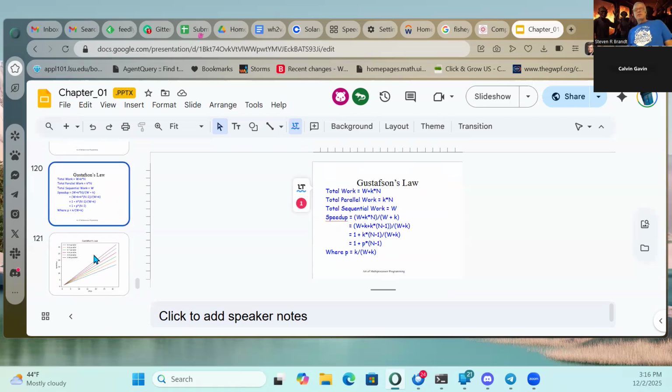So in Gustafson's law, we're going to do something different. Our total work, instead of being a constant like it was with Amdahl's, is going to be proportional to the number of processes that we use. So I'm going to have a serial portion of work, which at this time is W. And then I'm going to add onto it parallel work, which is K times N. And so the parallel work is K times N, and the serial work is W.